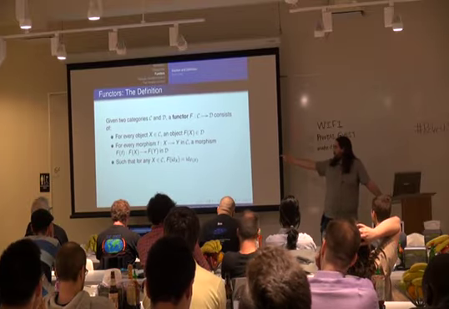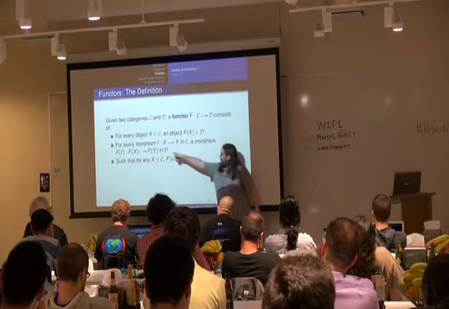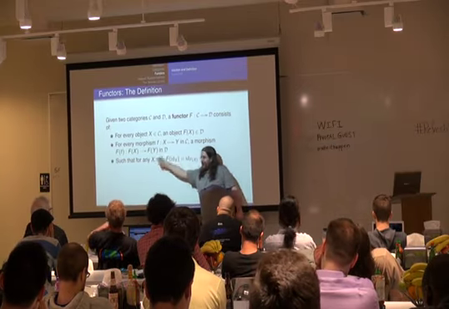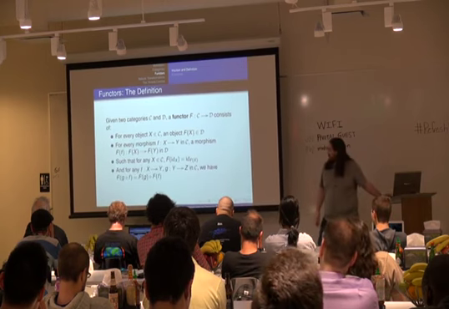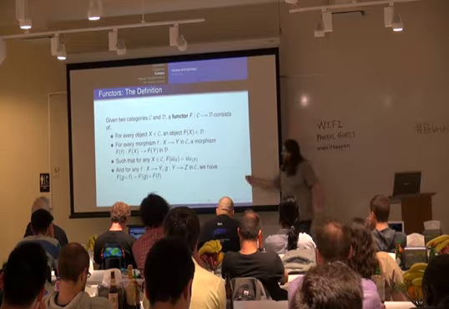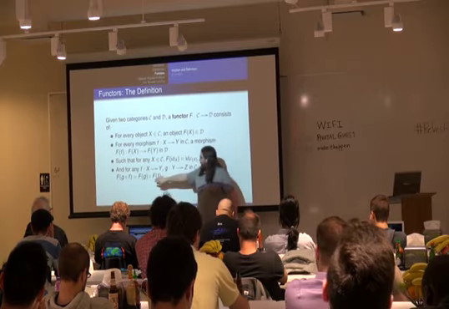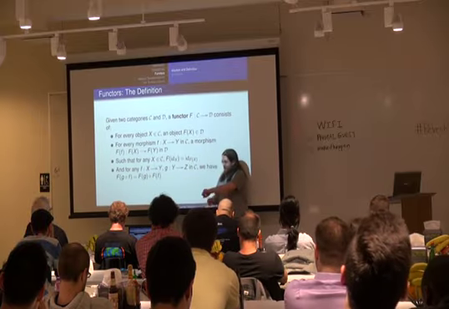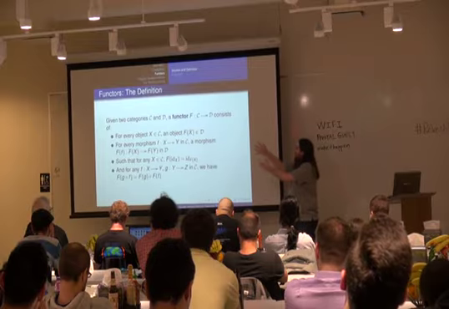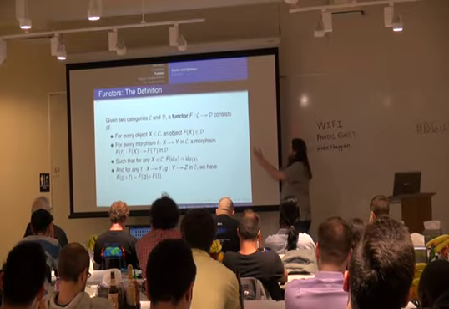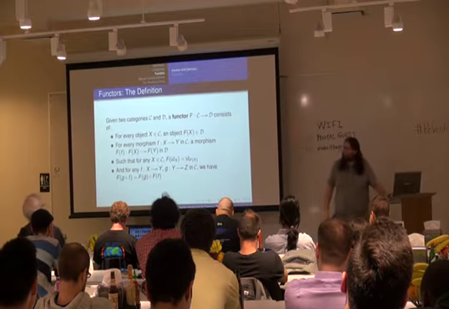I've got a couple of laws. It needs to preserve identities. So if I take the identity morphism from X to X, it goes to something from f of X to f of X, and it should be the identity. And if I compose two morphisms in C and then take f of that composite, it should be the same as if I take f of the individual morphisms and then compose them in D. So you can think of this as a way of translating the notions in category C into notions in category D.